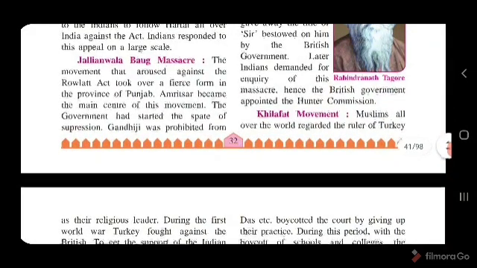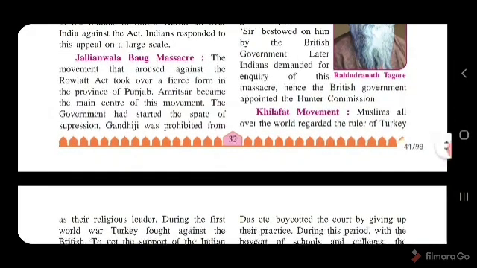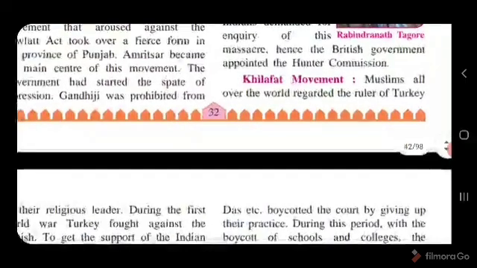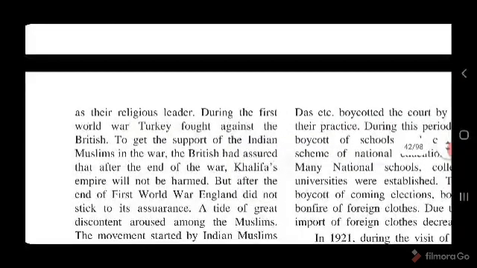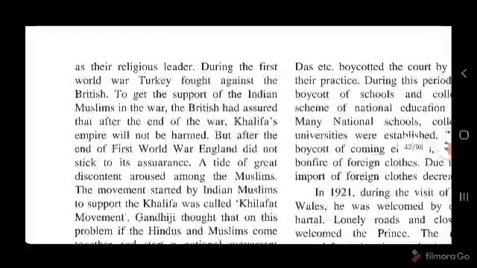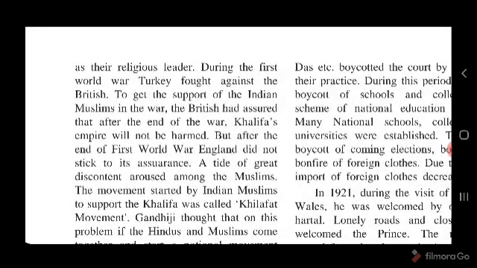Okay. Now the next point is the Khilafat Movement. Muslims all over the world regarded the ruler of Turkey as their religious leader. During the First World War, Turkey fought against the British, and to get the support of the Indians, okay.